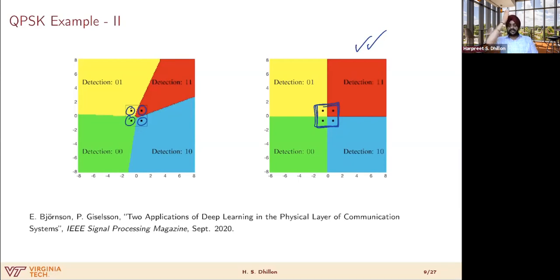So you have these detection boundaries. So if your received signal lies in this quadrant, right, then you will be mapping that to this constellation point, right? Simple ML detection. On the left is what you get from a neural network, right? I would say it's doing something reasonable. But it's not giving you exactly the solution that you are looking for, right?